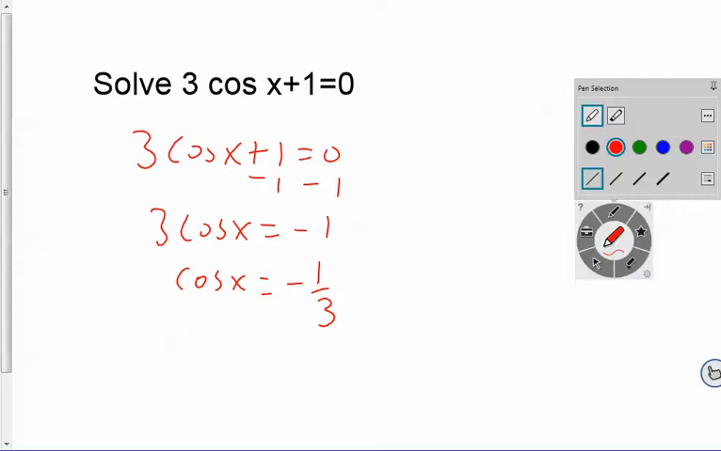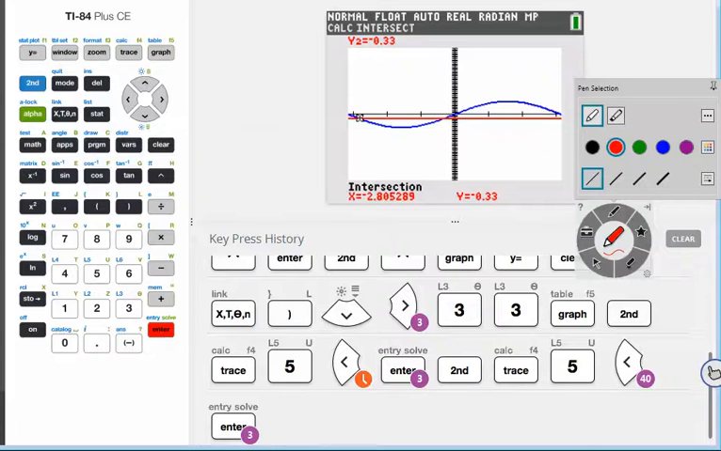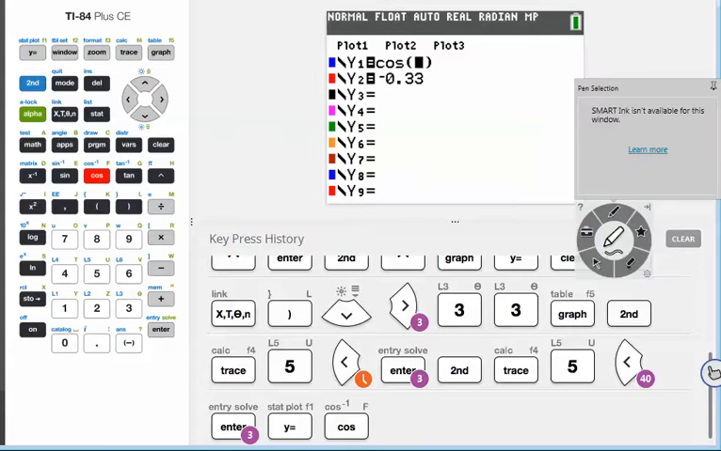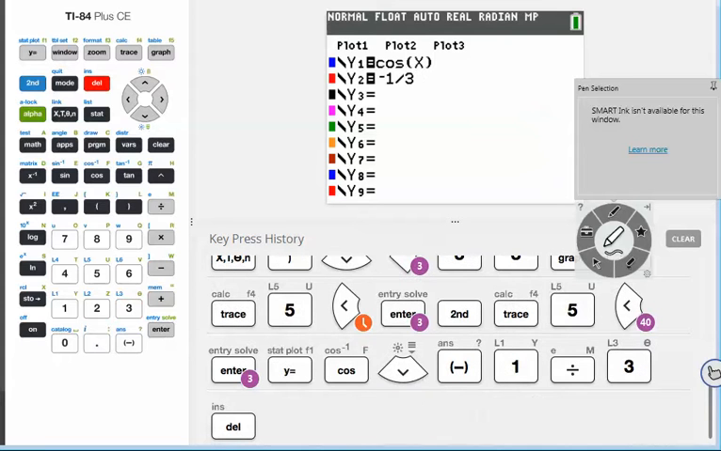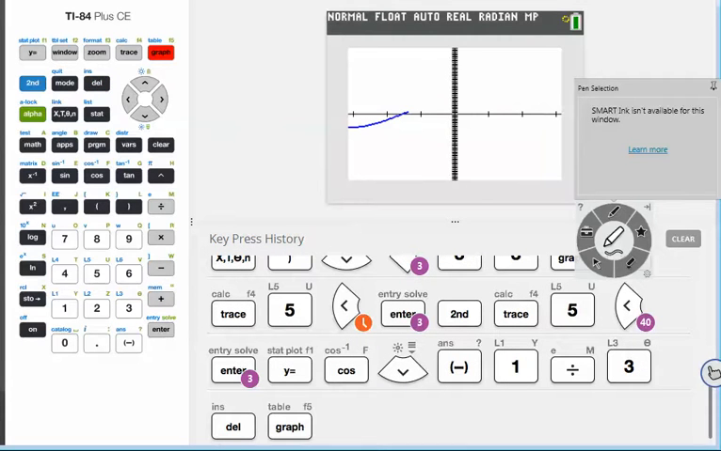So now this I can try to figure out by looking at the arc cosine. What I can do is punch in the arc cosine of negative 1/3 and get the answer, but I could also graph this. So I hit y equals, and I graph cosine of x, and I graph negative 1 divided by 3, and then I hit graph, and here's my curve, and here's my two spots. Well, I only need to find one of them because it's symmetrical, and that's the cool thing about the cosine.